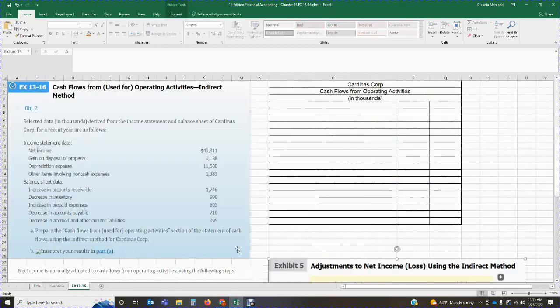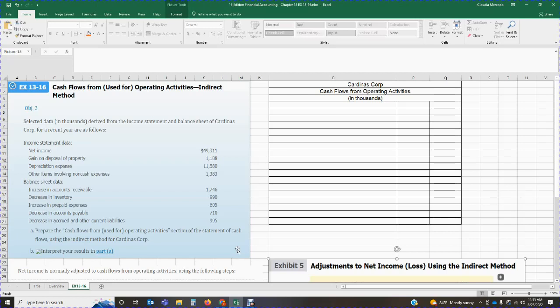Okay, let's jump over to the exercise. Okay, this is exercise 13-16. It says cash flows from or used for operating activities using the indirect method. Okay. It says select data in thousands derived from the income statement and balance sheet of Cardenas Corp for a recent year are as follows. Okay, and then they give you the income statement data and the balance sheet data.